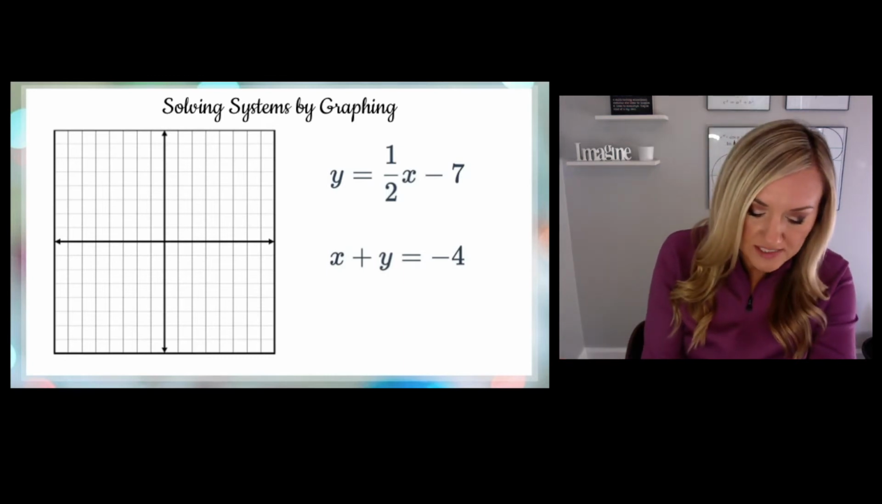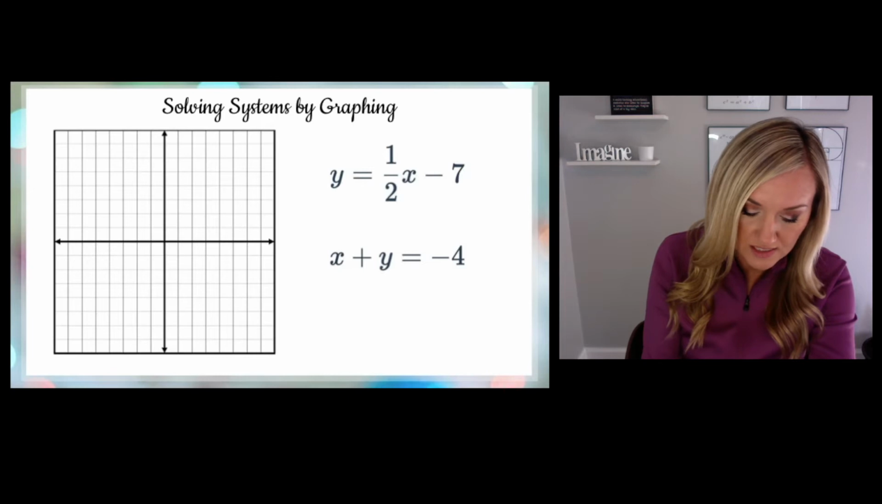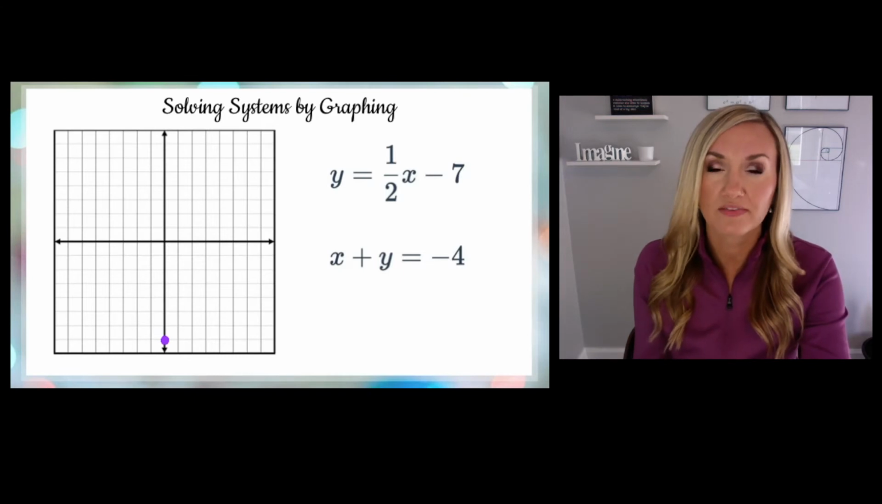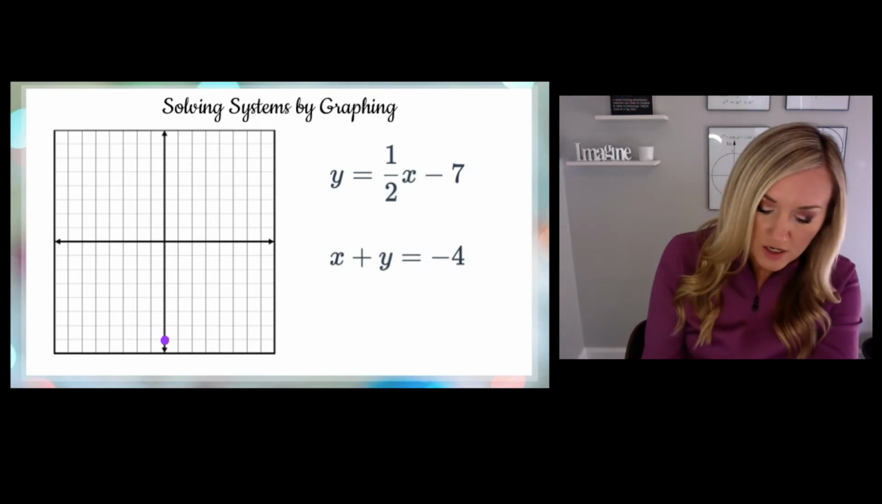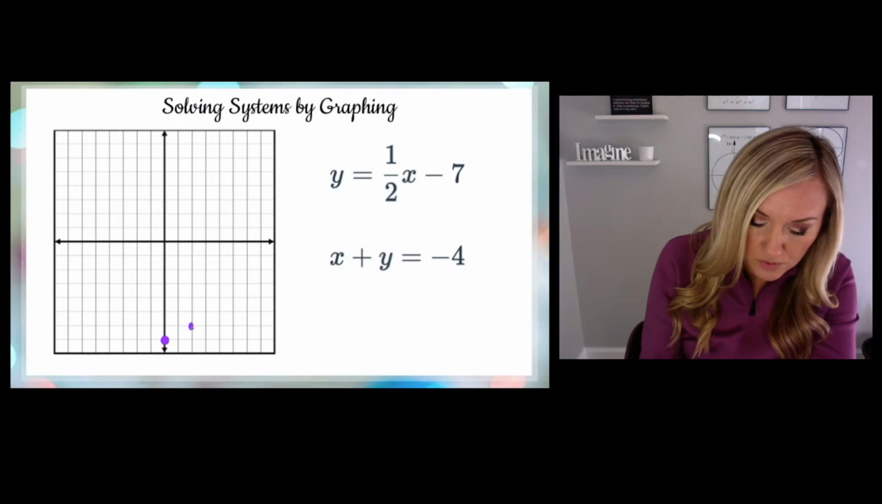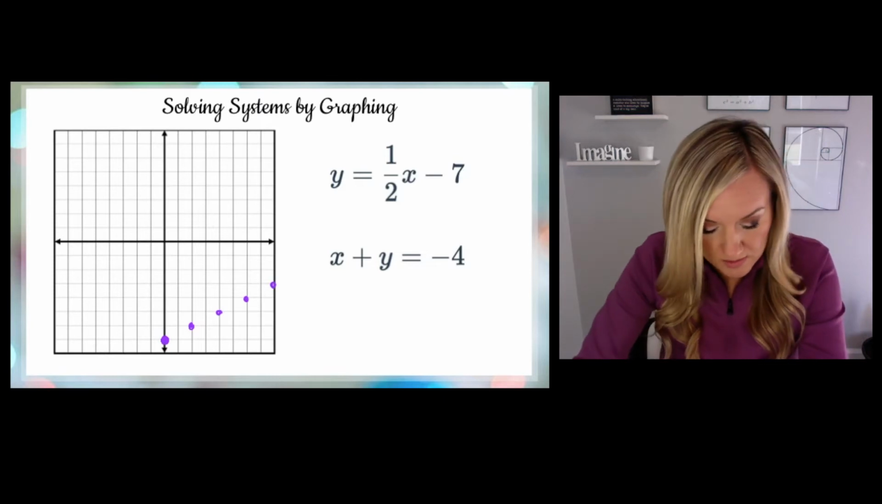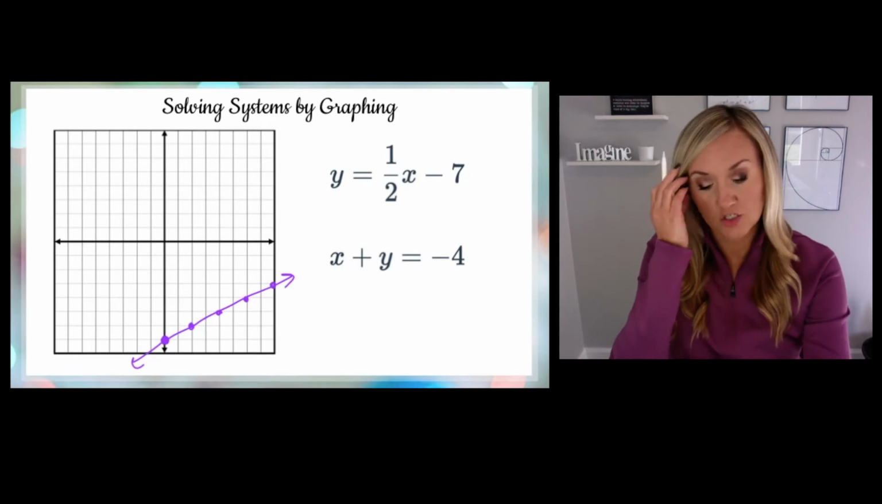I'm going to go down 7, 1, 2, 3, 4, 5, 6, 7, and place a point. Then I am going to use the slope, which is 1/2, to find the next points on that line. So I'm going to go up 1 and over 2, up 1 and over 2, and continue all the way across the coordinate grid, and then draw a nice straight line. Remember, arrows on each side.